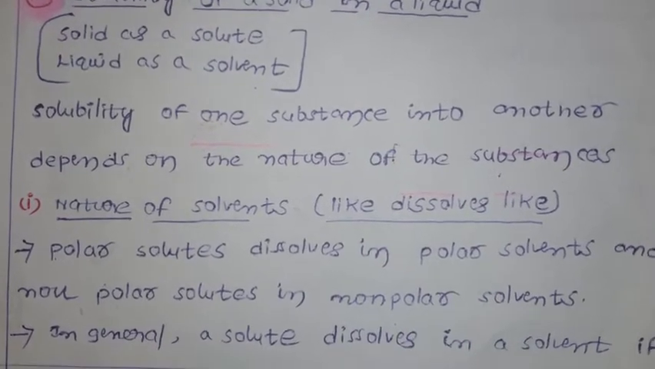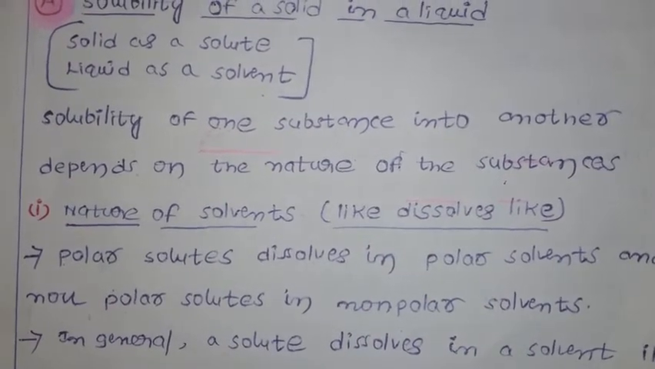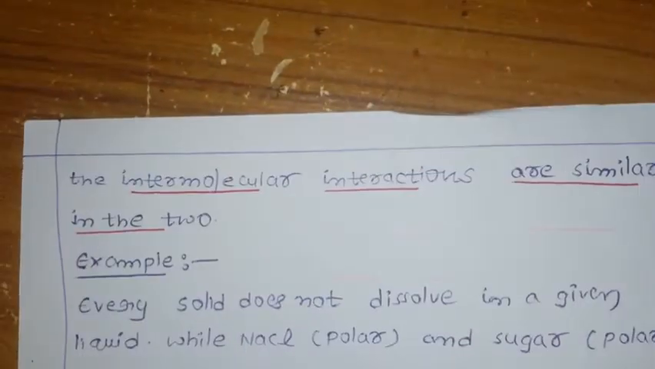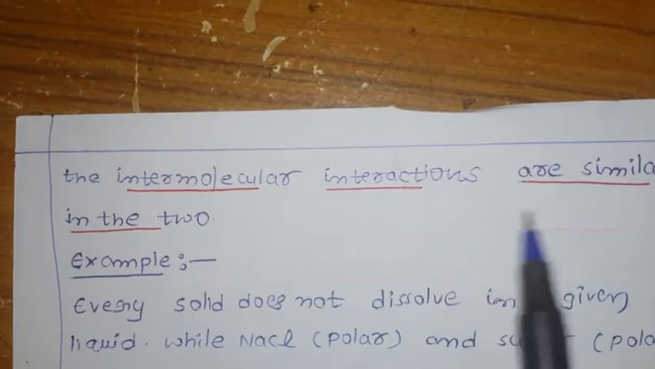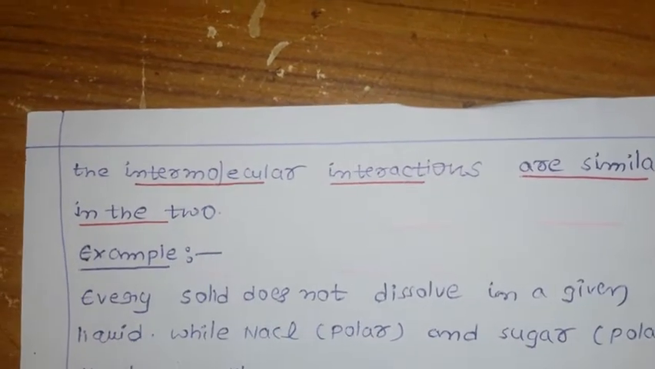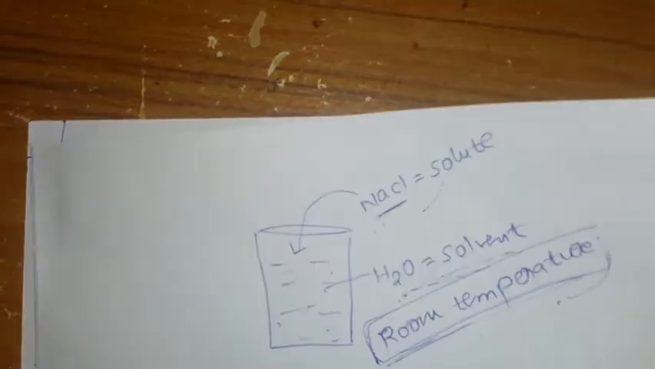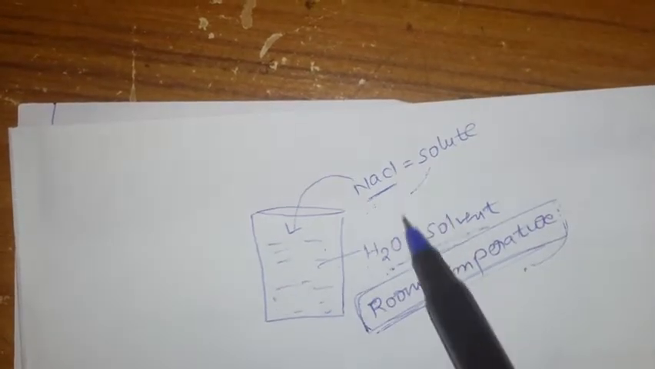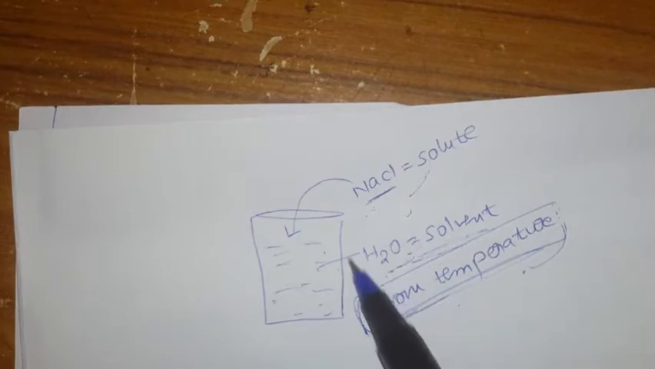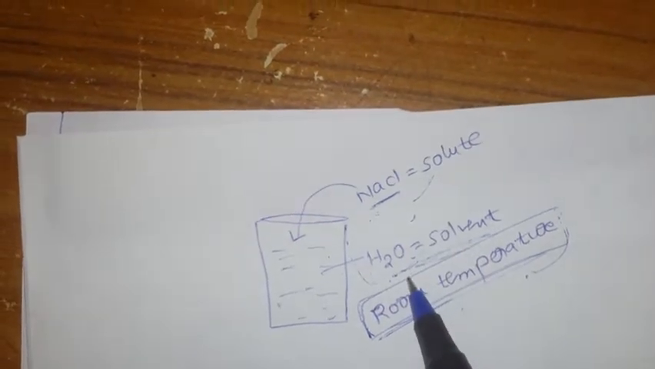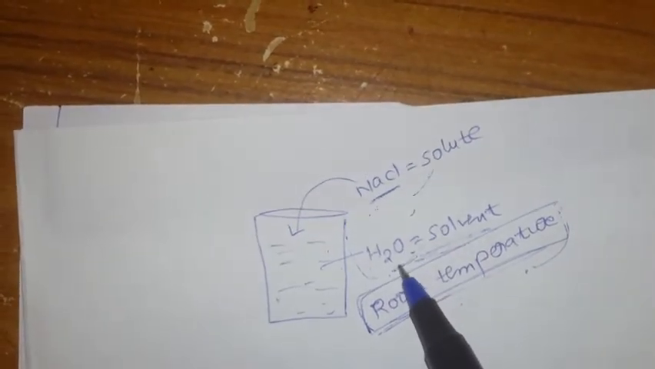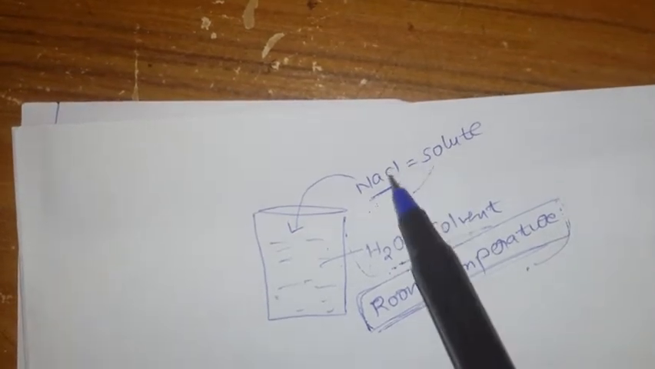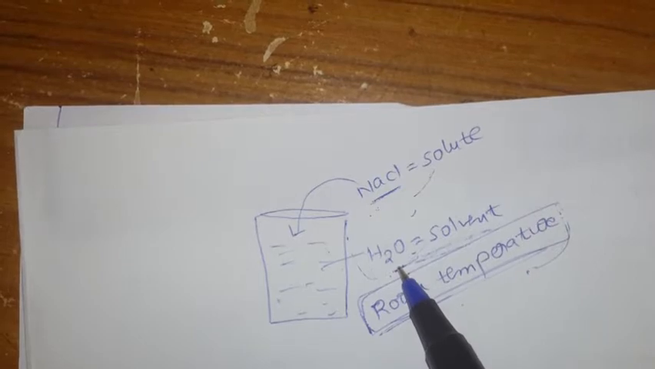Why? Because solubility depends on this: in general, a solute dissolves in a solvent when the intermolecular interactions are similar in the two. For example, you know very well that sodium chloride dissolves in water. Why is it possible? Because the intermolecular attraction is the same in both cases. Then only will it dissolve. If it is not the same, it will not dissolve. So only when the intermolecular attraction forces are the same will it dissolve.